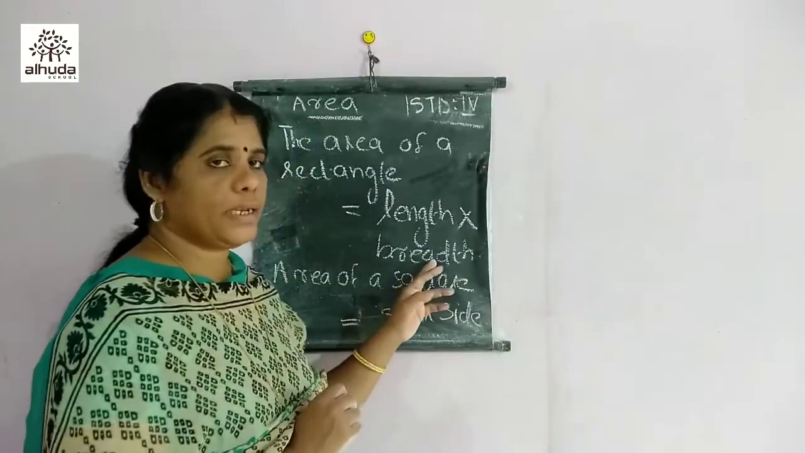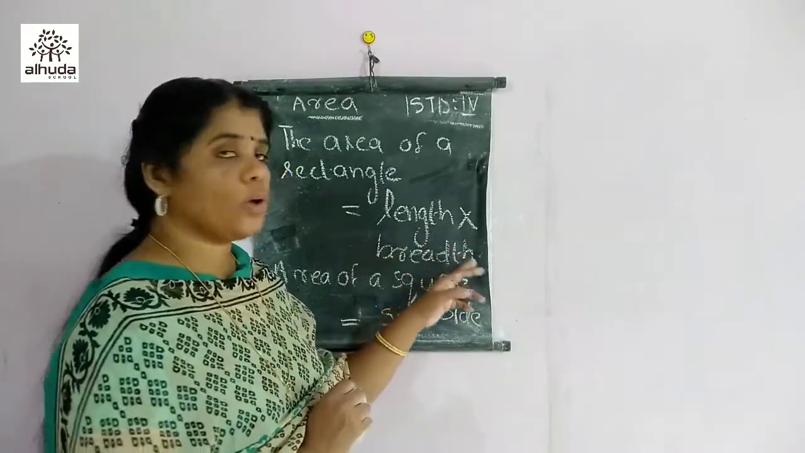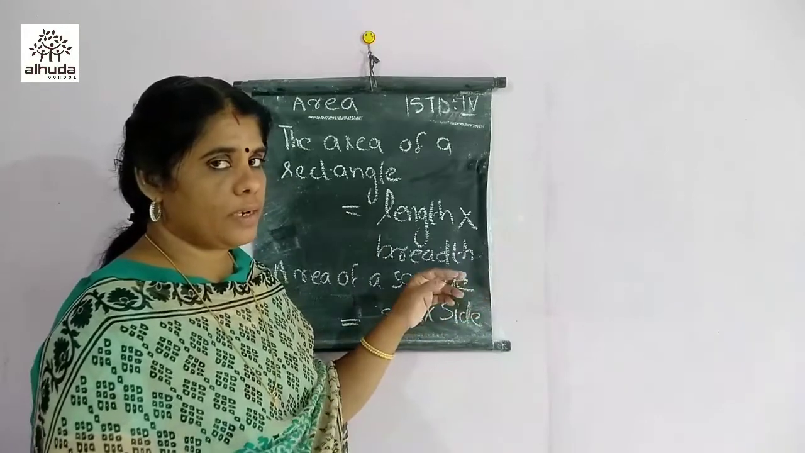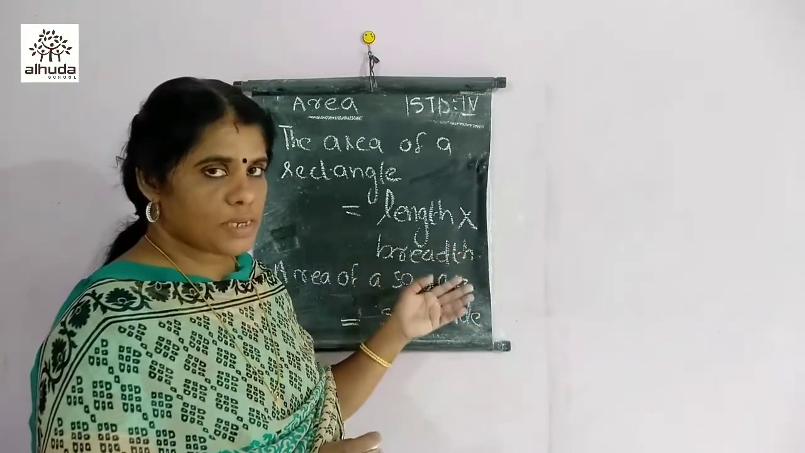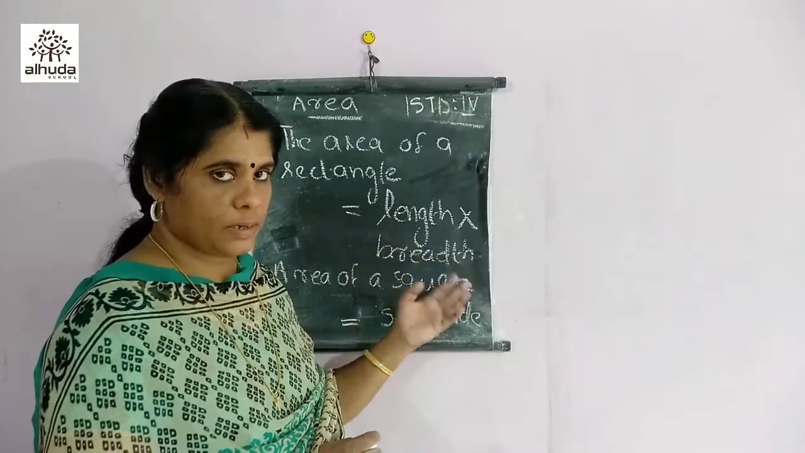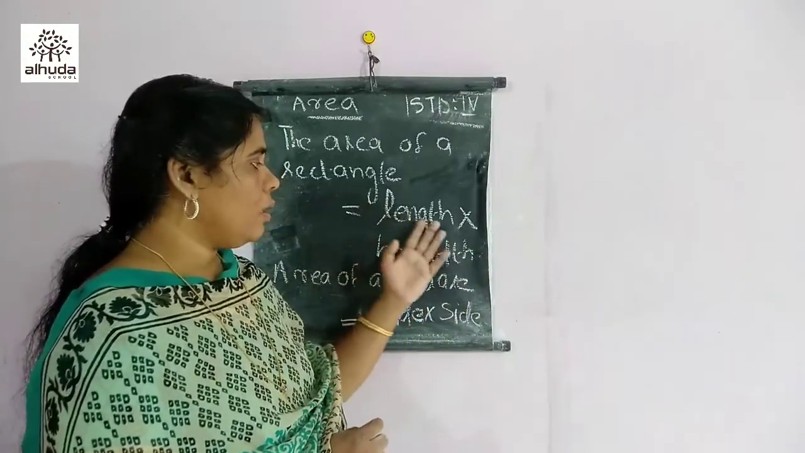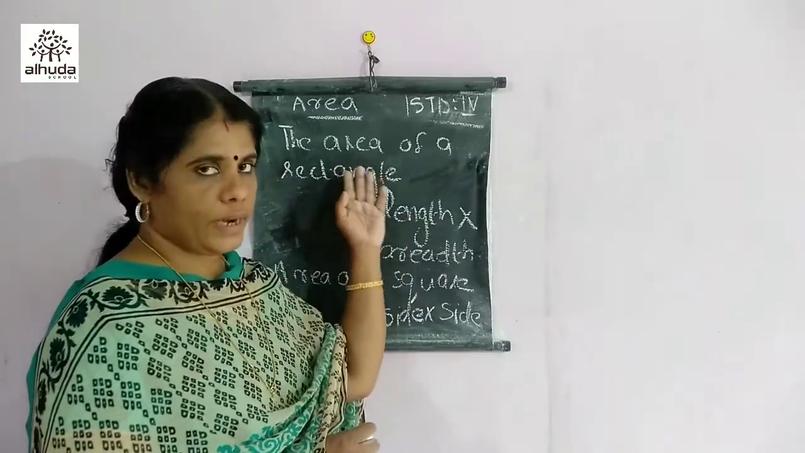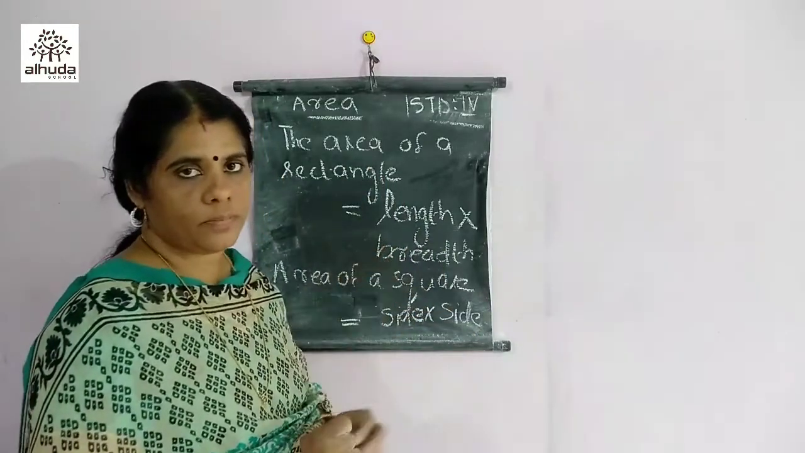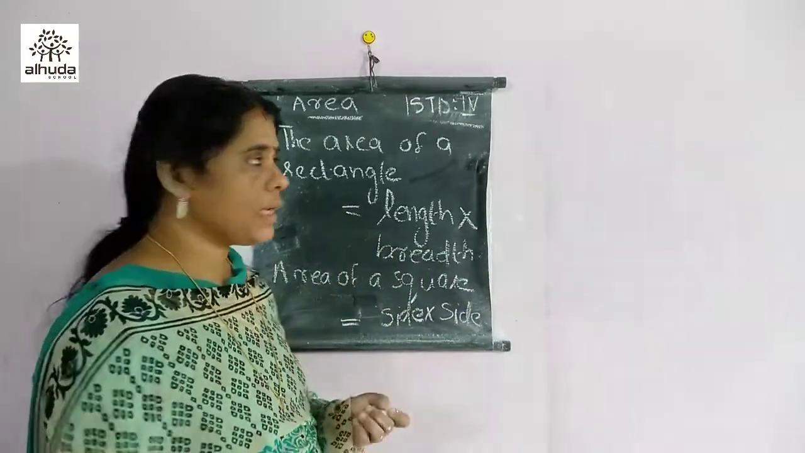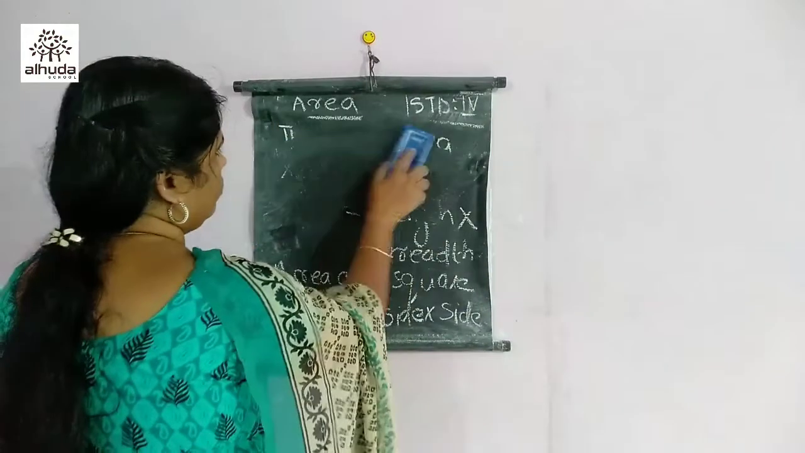Whenever we write the unit, we should write in square units. If meters are given in the measure, then you should write square meter. If centimeters are given, then square centimeter. The unit is important. So length into breadth is the area of the rectangle, and side into side is the area of a square. Now we will see how to find the area of a rectangle and a square.